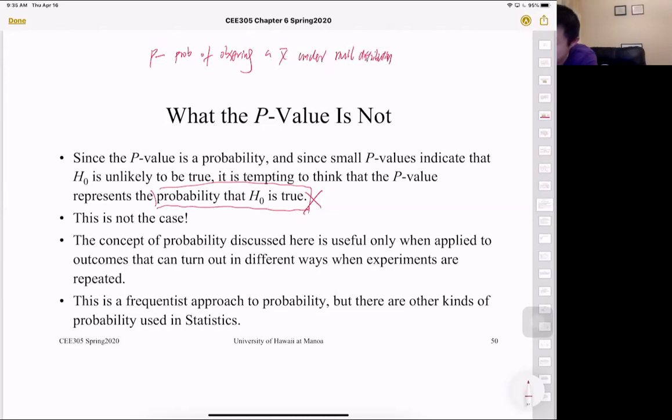This is different from the probability H0 is true. Actually, H0 is either true or not true. It's already there, so the truth or falsity of H0 cannot be changed by repeated experiments. Keep in mind, this is what the p-value really means. The p-value is not the probability H0 is true.